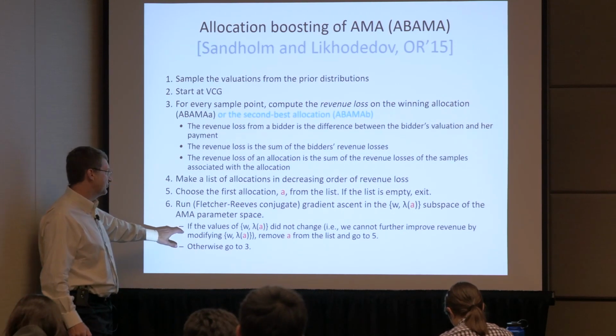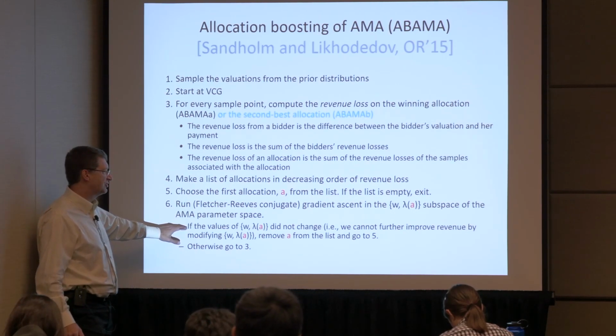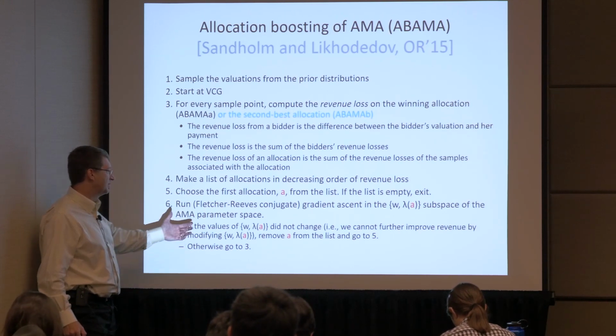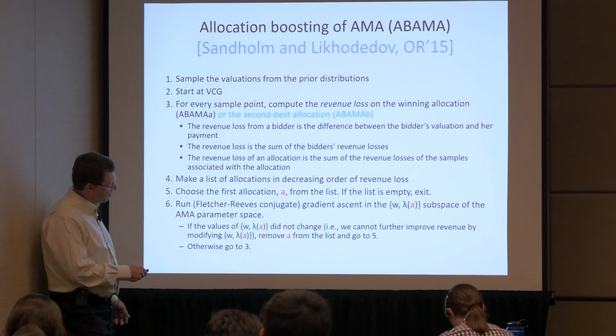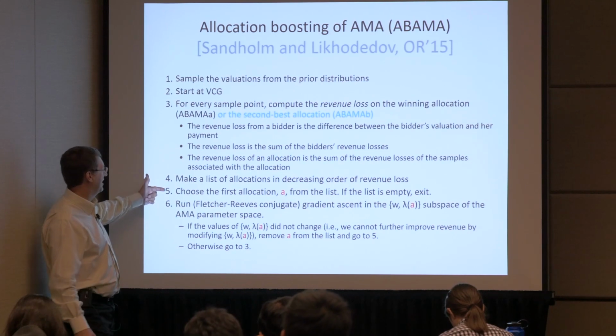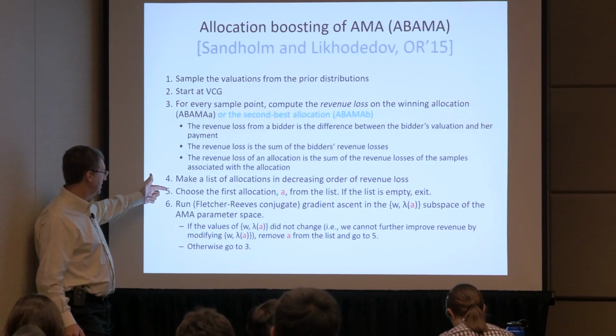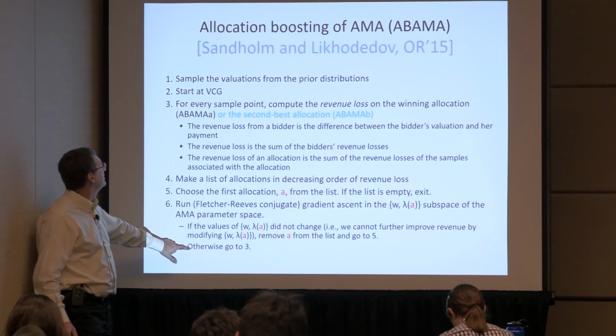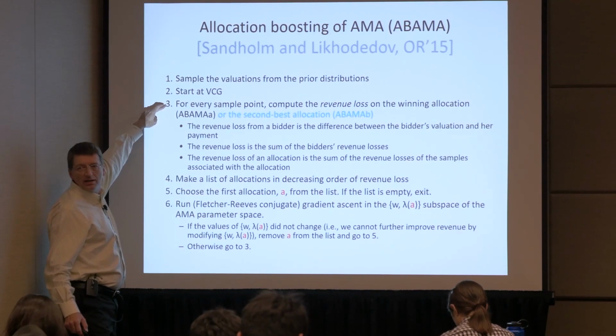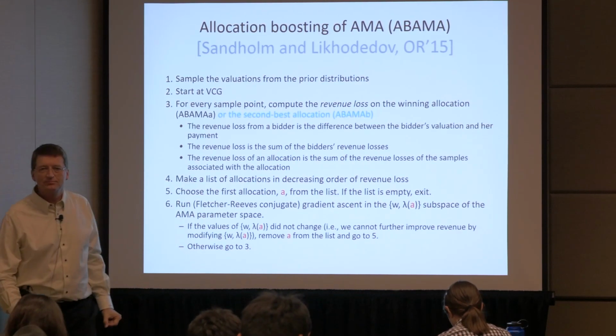If the values of those parameters didn't change, we're at the local optimum with respect to them. We remove A from the list and we go back to 5 and pick the next allocation. If they did change, then we're going to go back up here and recompute everything. All right?